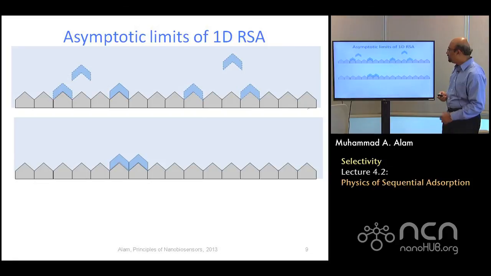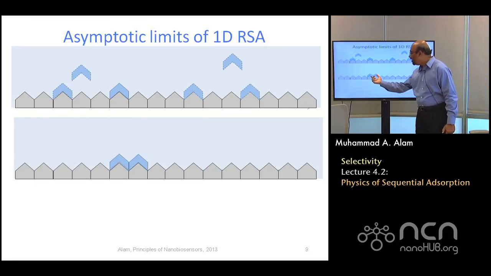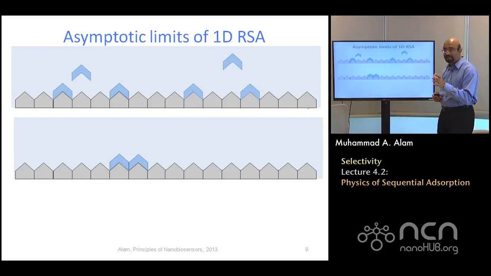Now let's think about a slightly more realistic situation, that the molecules are larger than the lattice. The lattice is an atomic lattice, so let's say it's 2 atomic lattice wide. The molecule is slightly bigger than the atomic lattice. Then, of course, a completely different thing happens.